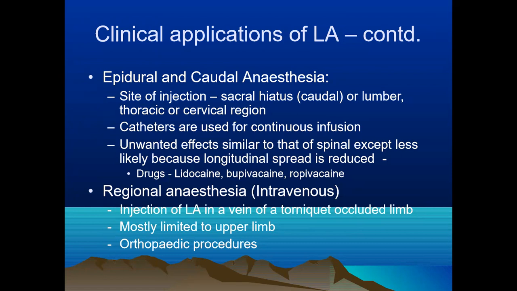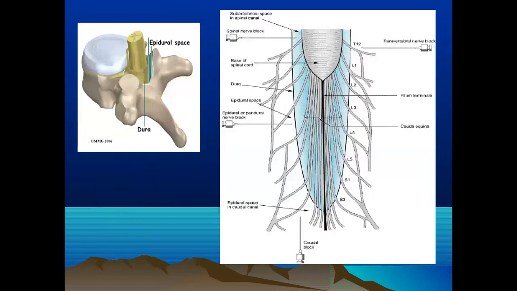Regional anesthesia is intravenous, like injection of local anesthetic in a vein with a tourniquet, mostly limited to upper limbs and other orthopedic procedures. That is the time we use this regional anesthesia. So you can see here the epidural anesthesia. You will do that around this area, the dura, and then you can see the cauda equina, the filum terminale, and then you can do the epidural space in the cauda equina.